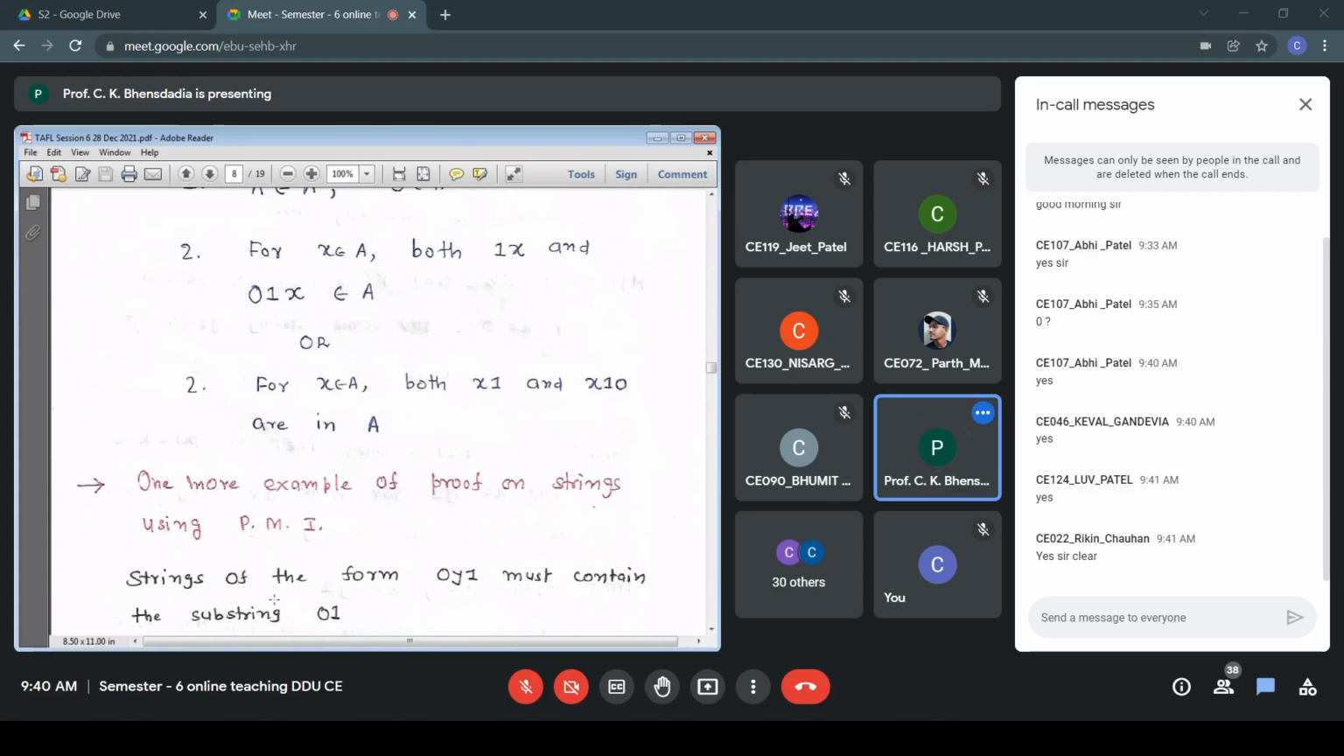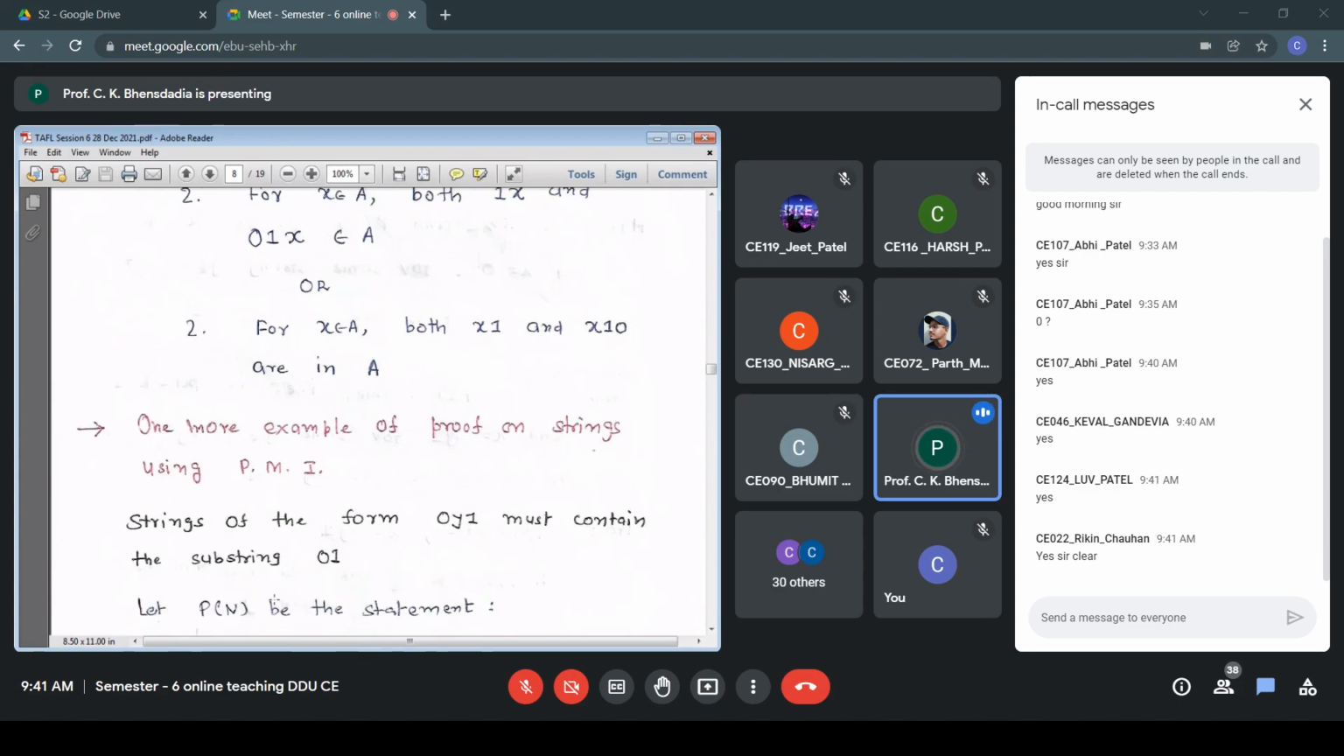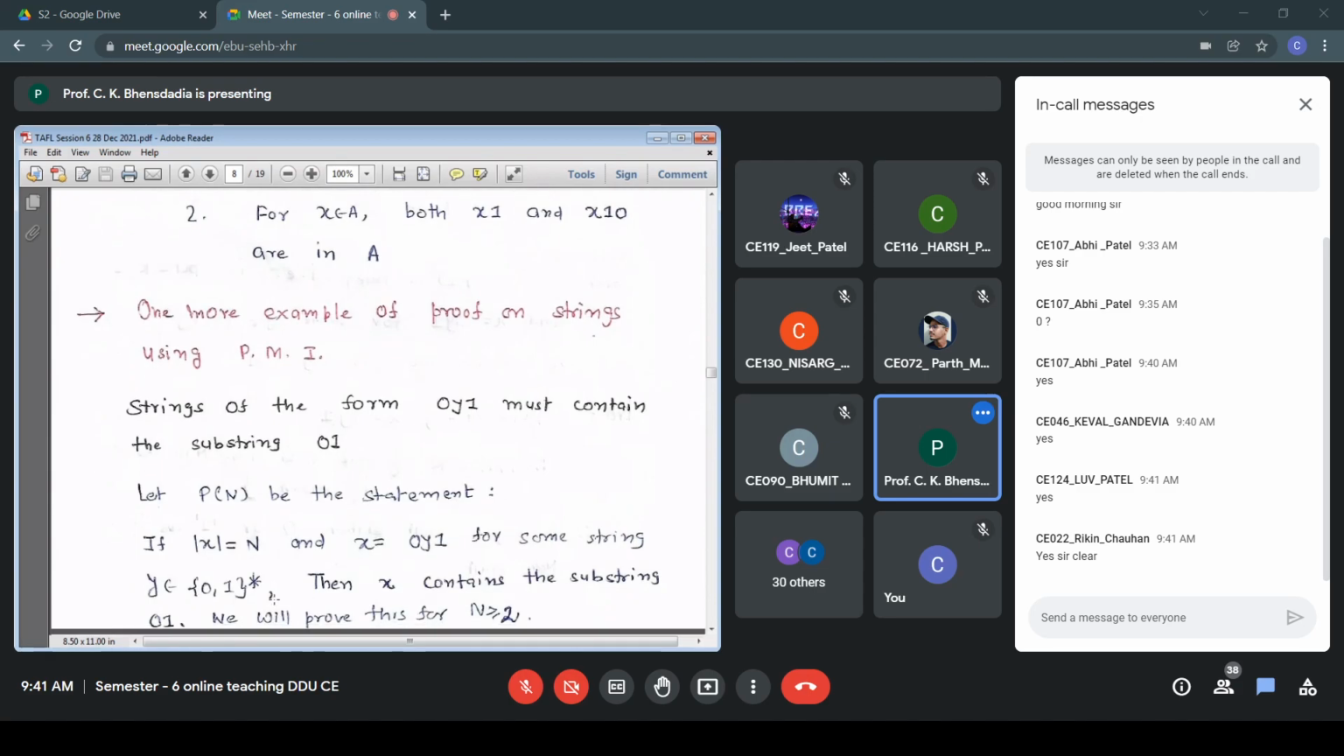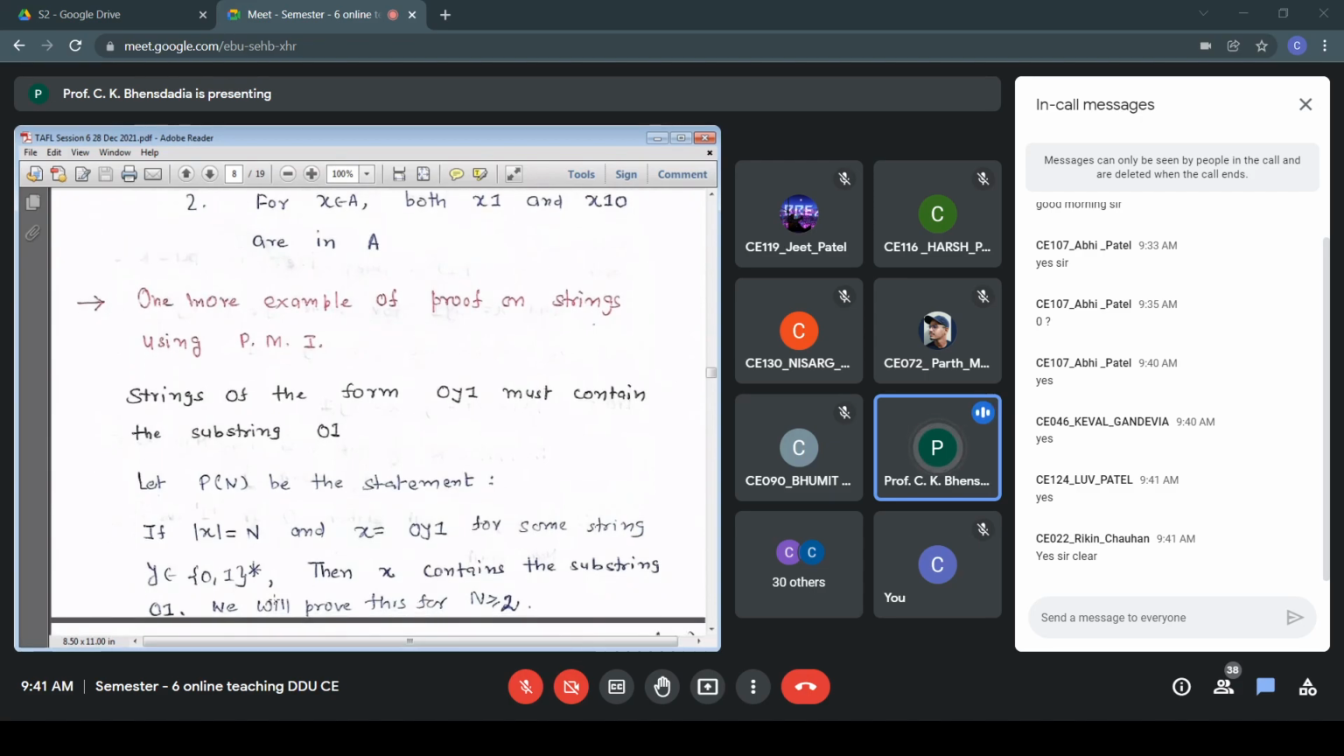While dealing with strings, most of the time we'll think about taking n as the length of a string. So we say x equal to 0y1 for some y belonging to sigma star, and length of x equal to n. x must contain the substring 01. This is our statement. We'll prove this for n greater than or equal to 2, since we are talking about the substring 01, so length of x is at least 2.